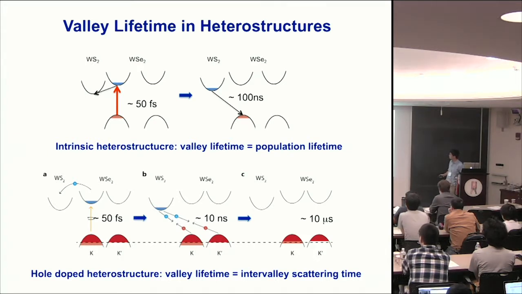And in order to relax this imbalance, the only thing that can happen is inter-valley scattering. That can have a 10 microsecond lifetime. So now we can really access this very long inter-valley lifetime.